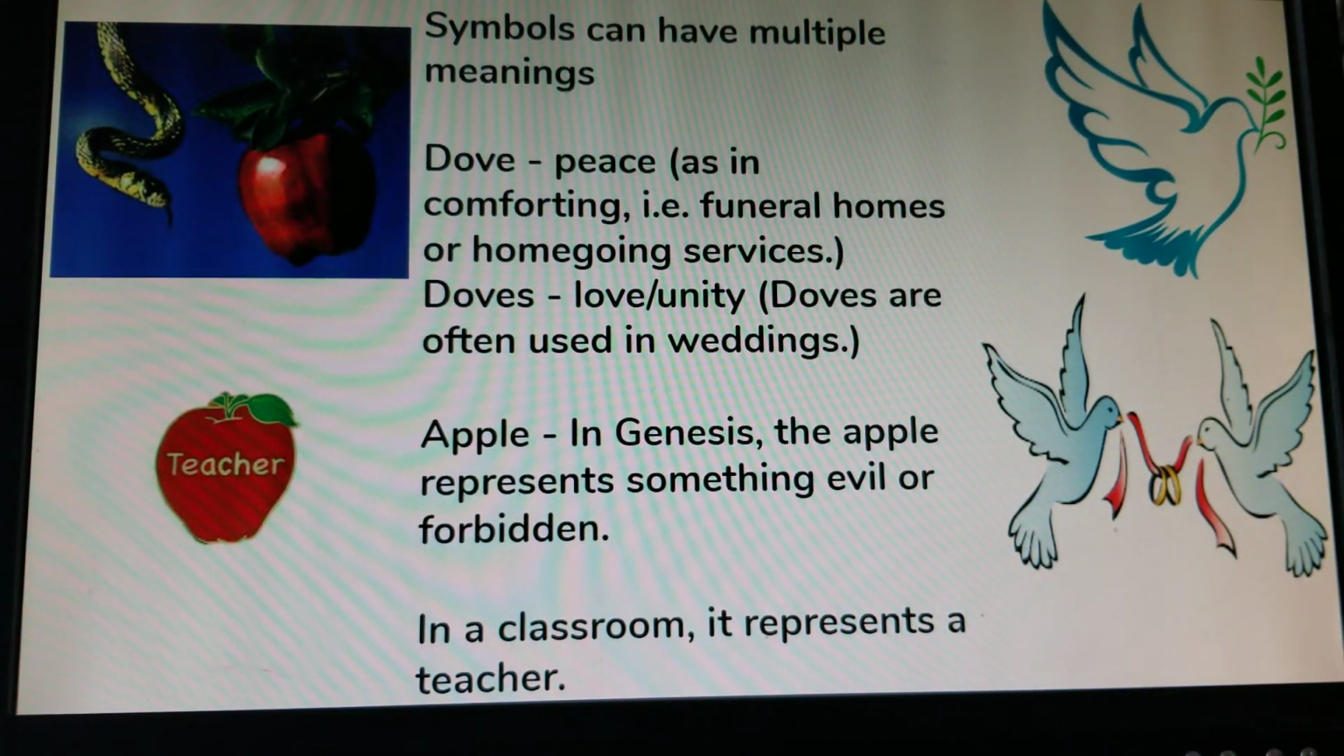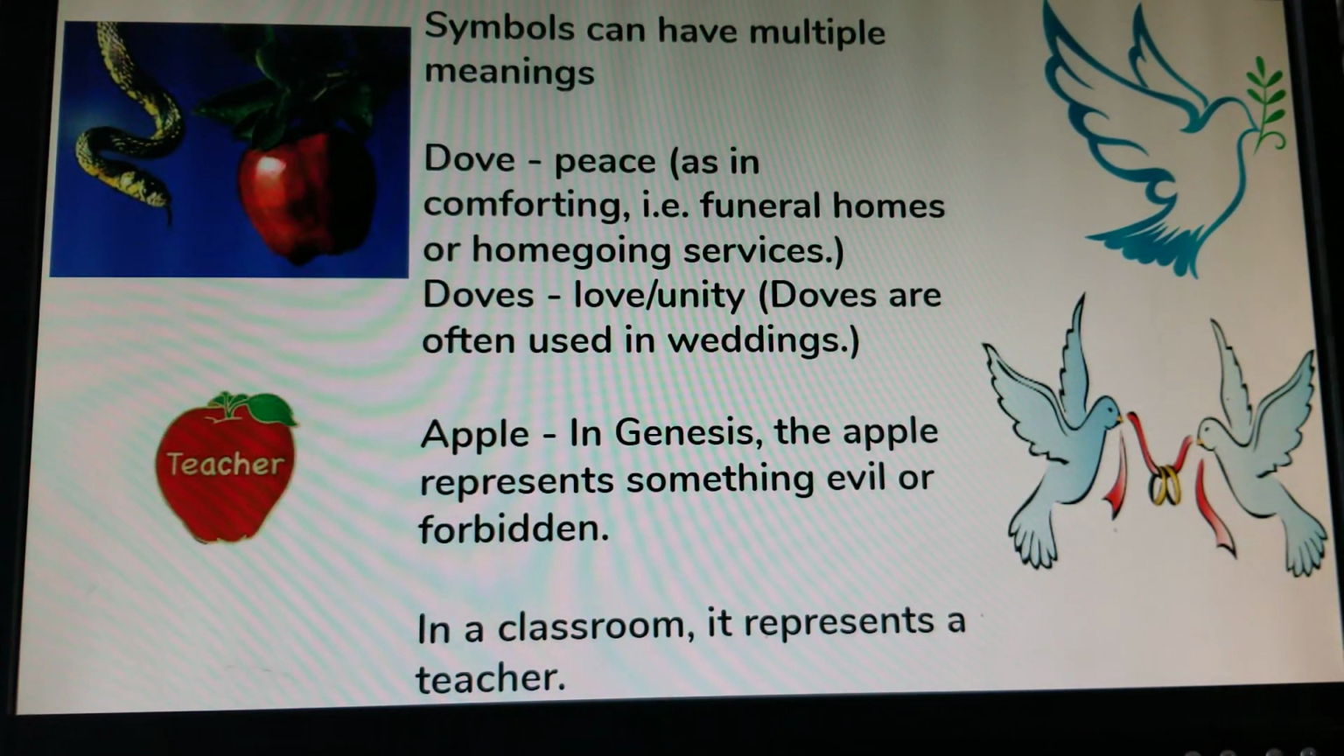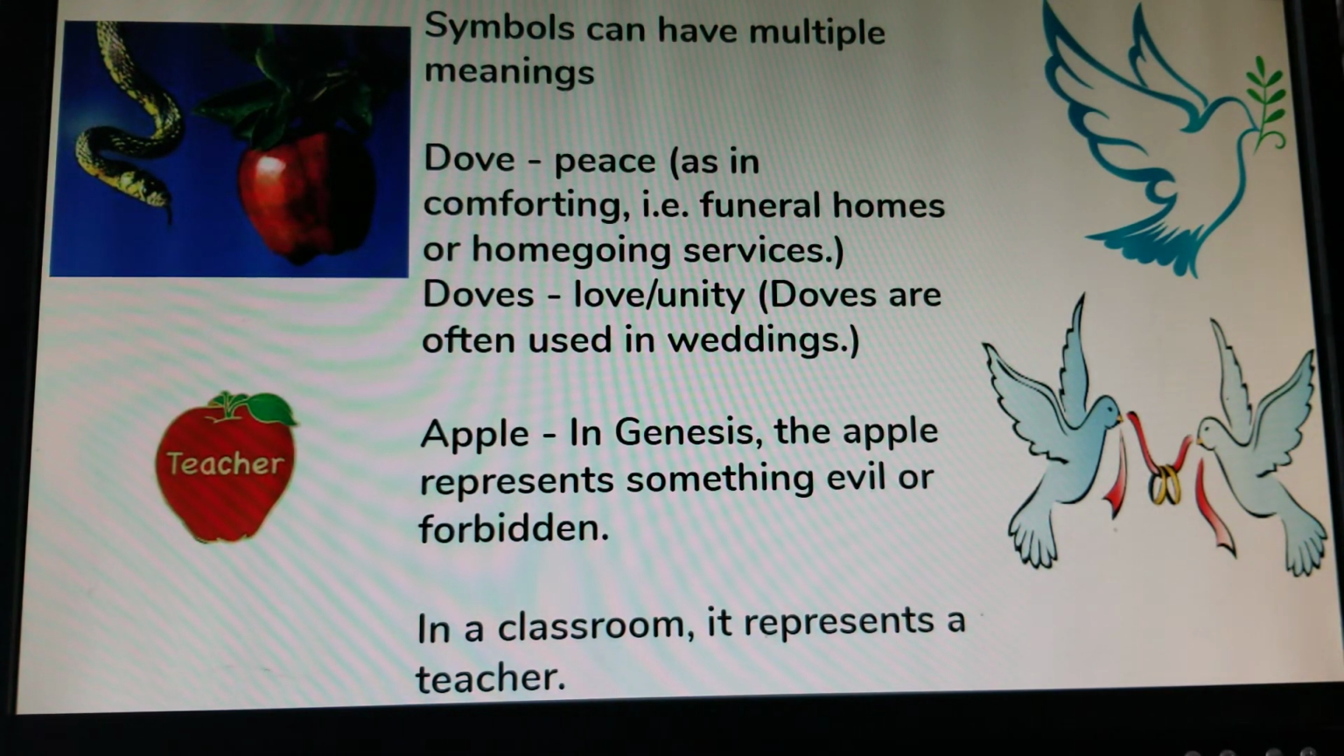So when you look at the dove, it is a symbol for peace, as in giving comfort. So sometimes in funeral homes or homegoing services, a dove is used on the pamphlets or literature handed out. But on the other end, doves also represent love and unity. They're used in weddings. You'll see the doves holding together a ribbon with the rings on it, joining a man and a woman together.